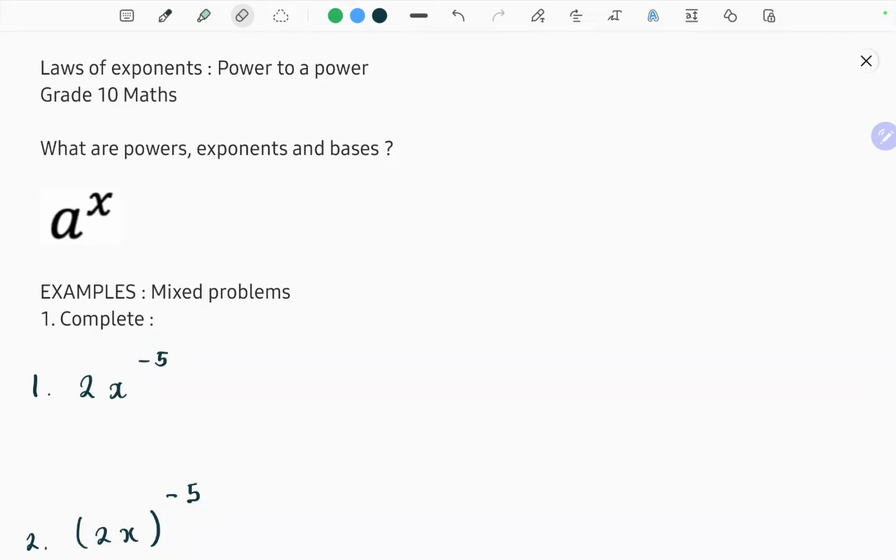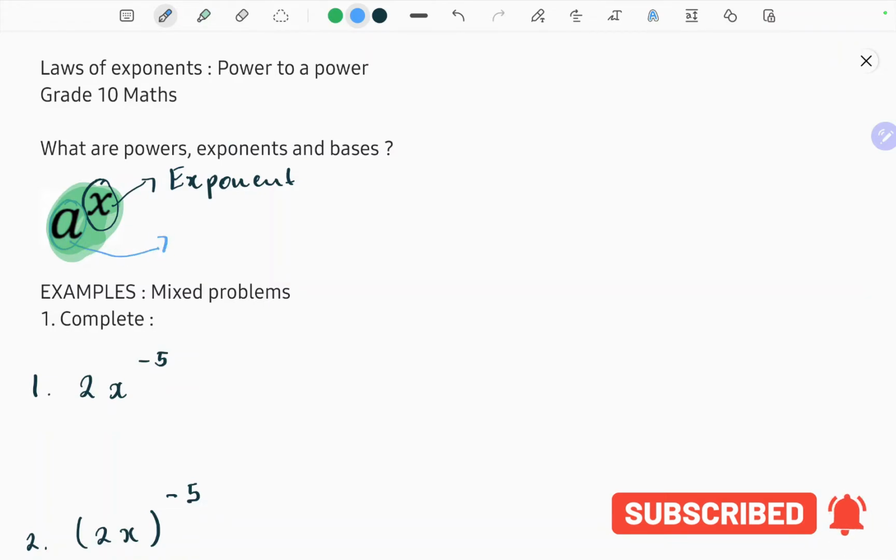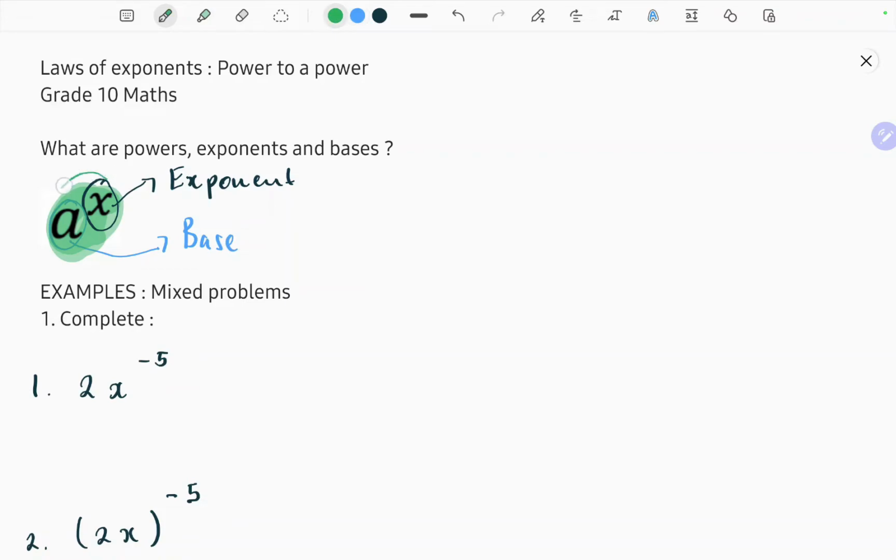I'm just going to quickly do a rundown on what powers, exponents, and bases are. So this whole thing here is called a power, and the different components. This part here on top is called an exponent, and the part at the bottom, this part here, is referred to as a base, and the whole thing is called a power.